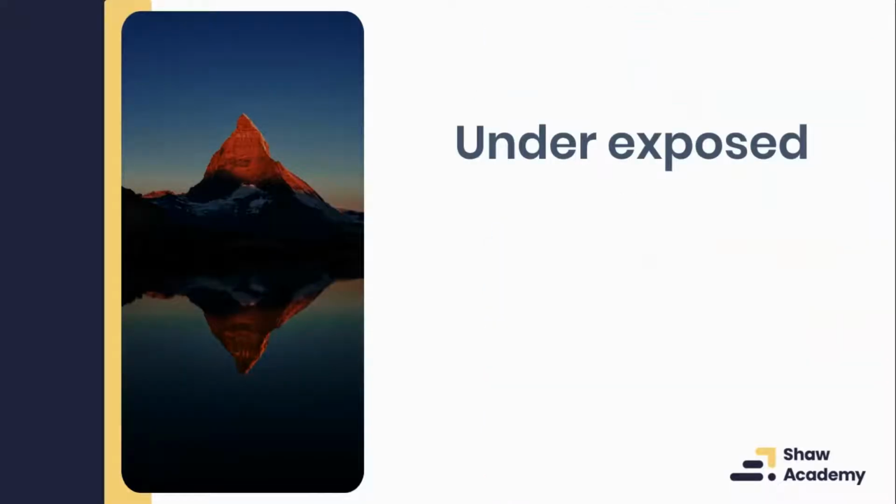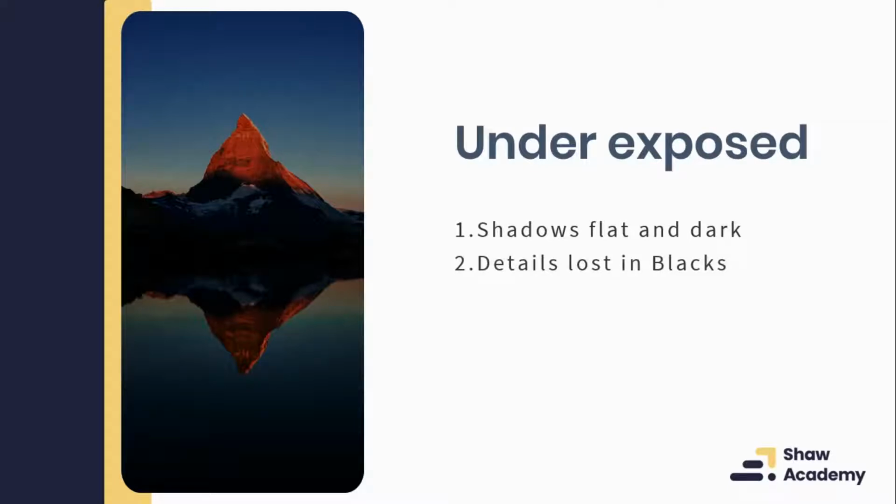Underexposed is the opposite. It is when we don't have enough light in the photograph. When there's not enough light, the shadows are flat and dark. There's details lost in the black parts of the photograph. We can try to recover these, but what will happen is that lots of noise will be revealed post-editing.